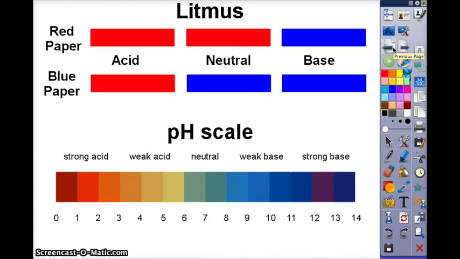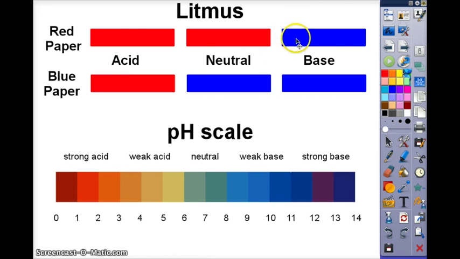Let's talk about a litmus paper test and a pH scale for acids and bases. Acids keep blue litmus paper red, no, acids turn blue litmus paper red and keep red litmus paper red. A neutral solution would keep the red litmus paper red and the blue litmus paper blue, meaning it's a very neutral solution. Distilled water is a neutral solution.